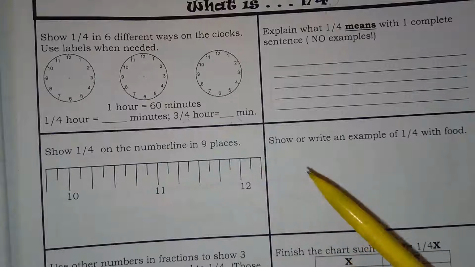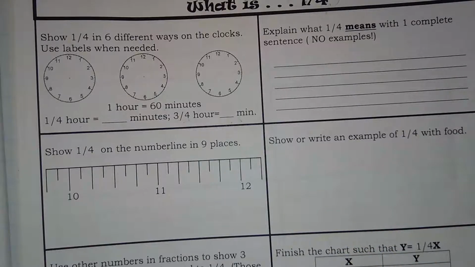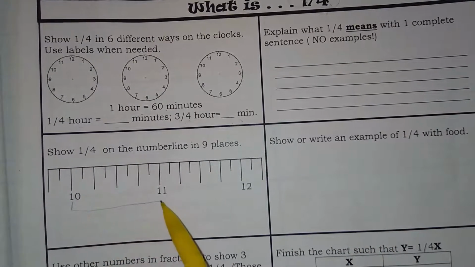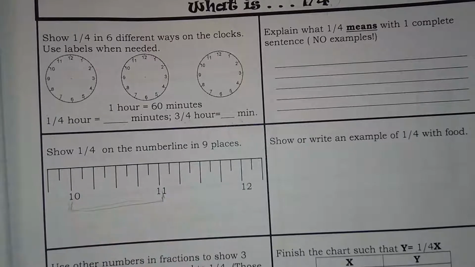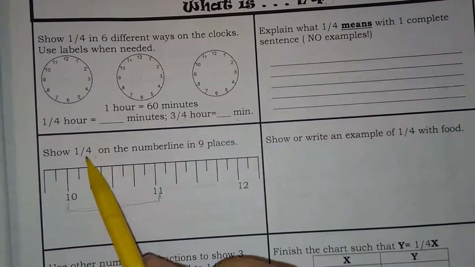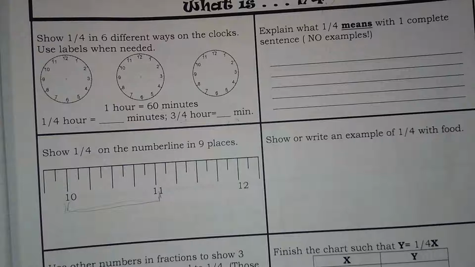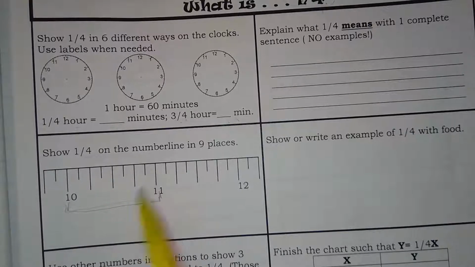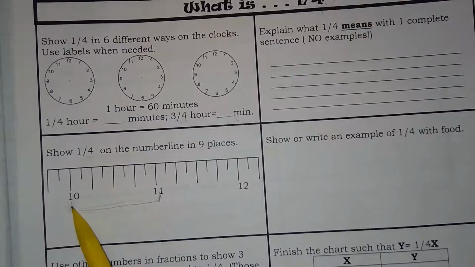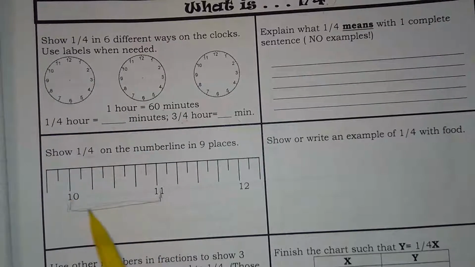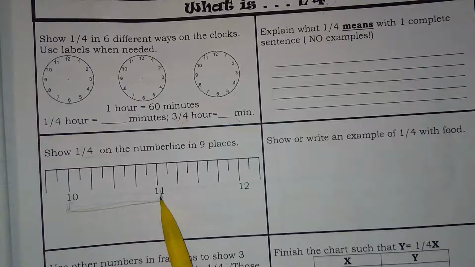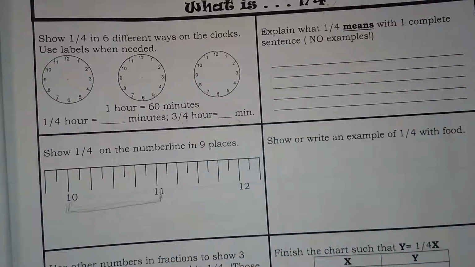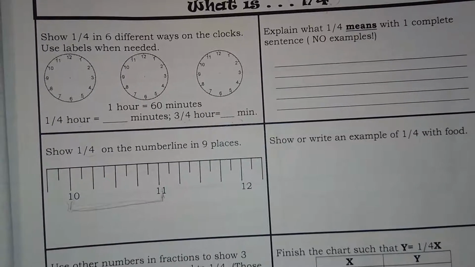Show your 1/4 on the number line. So remember, between 10 and 11 is a whole thing. Fourths means it's divided into 4 equal sections. Right now it's divided into 8 sections. So how can you show 1/4, one of 4 sections between 10 and 11? Do a bit of thinking.